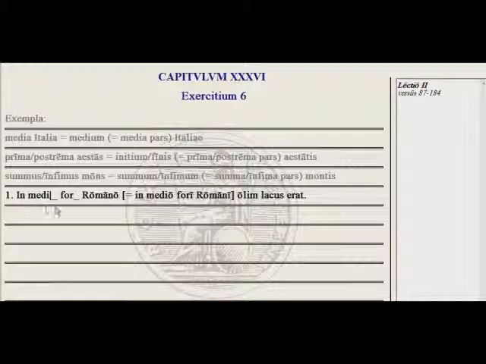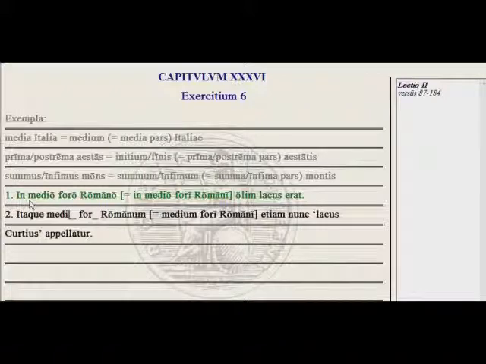We have in blank blank Romano, in medio fori Romani, olim lacus erat. So we want to say in the middle of the Roman Forum, there once was a lake. But the way we're going to say that is not in the middle of the forum. We're going to say in medio foro, in the middle Roman Forum, but translating as in the middle of the Roman Forum. Okay, go ahead and try the rest of that exercise. Let's go on to 7.